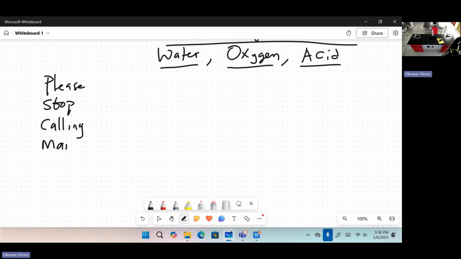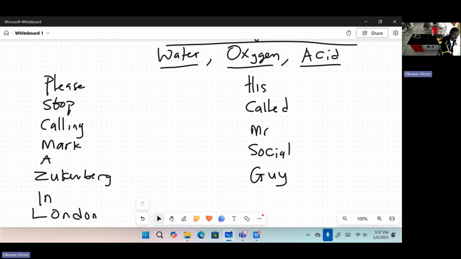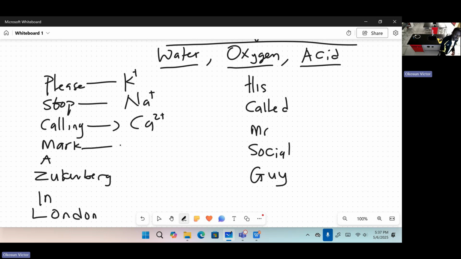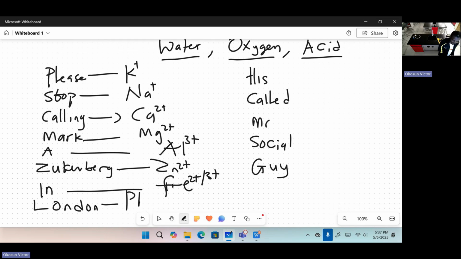Please stop calling Mark A. Zuckerberg in London. Please Paul, Mr. Social guy. Each word here represents a metal. Like this represents potassium, which is a positive ion, while stop represents sodium. Calling, that is calcium. Mark, that is magnesium. A, that is aluminium, Al. Zuckerberg, Zn. In, that is iron. Iron is Fe2+ or Fe3+. London, that's lead, Pb2+.